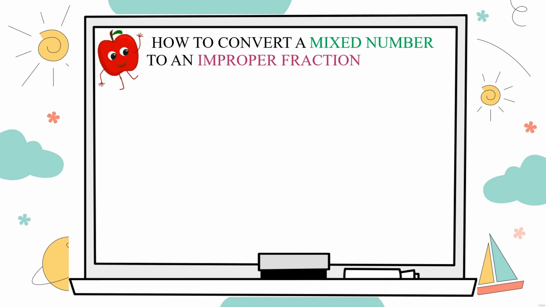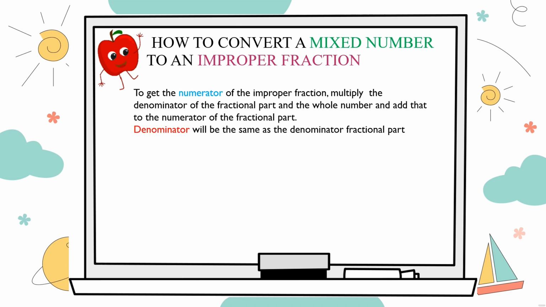How to convert a mixed number to an improper fraction? Let's first take an example, 3 5 by 7. Now to get the numerator of the improper fraction, you have to multiply the denominator of the fractional part and the whole number part, and then add that to the numerator of the fractional part. As you know, this is the whole number part and this is the fractional part. So you multiply these two, add it to this, that will give you the numerator, and denominator will be the same as the denominator of the fractional part.